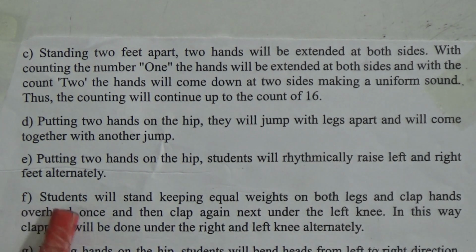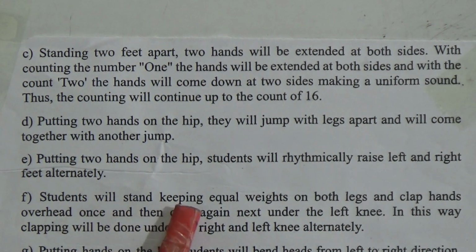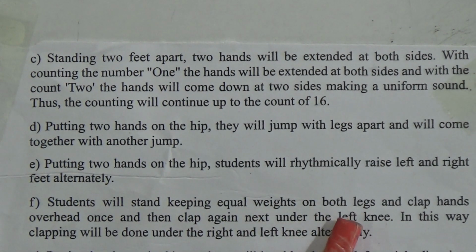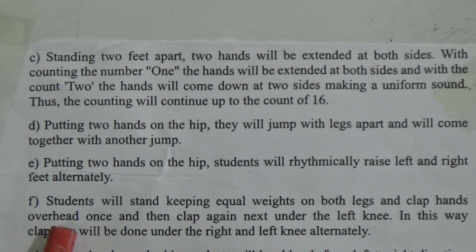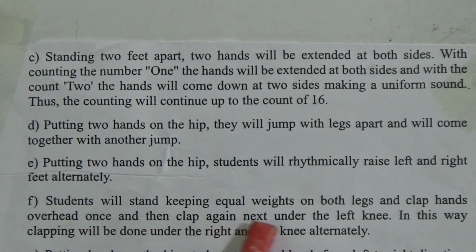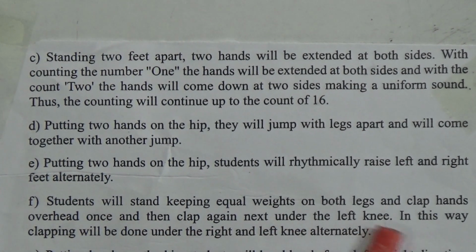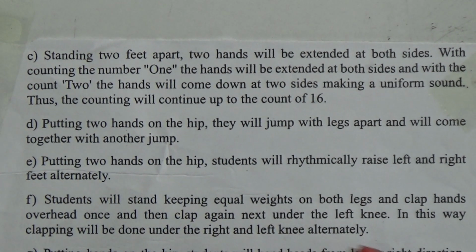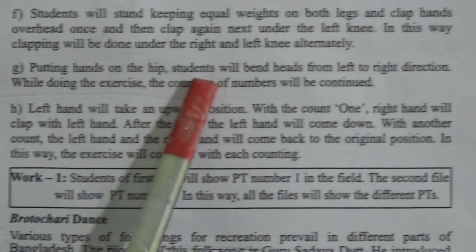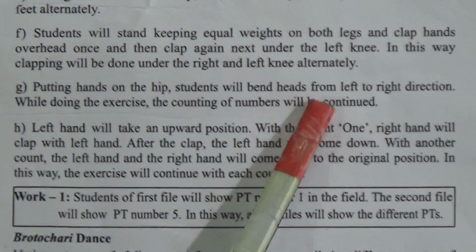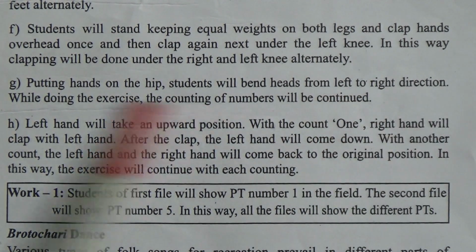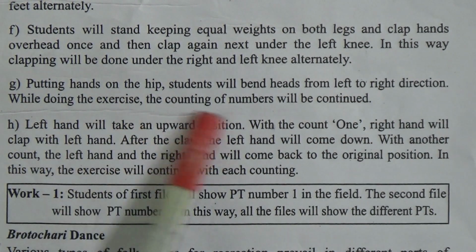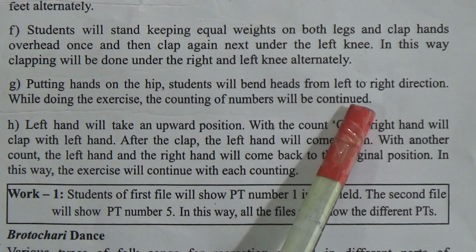F, students will stand keeping equal weight on both legs and clap hands overhead once and then clap again under the left knee. In this way, clapping will be done under the right and left knee alternately. G, putting hands on the hip, students will bend heads from left to right direction. While doing the exercise, the counting of numbers will be continued.